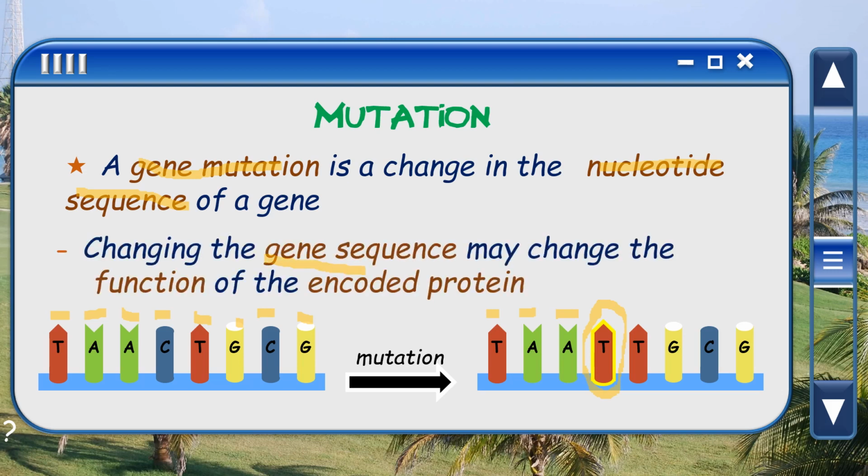Changing the gene sequence may change the function of the encoded protein. Because this gene sequence encodes a particular protein, and that protein has a specific function, if mutation takes place, then we are going to change the protein which is formed. That may change the function of that protein, and it may not have the original function like the protein encoded by the sequence which has no mutation.